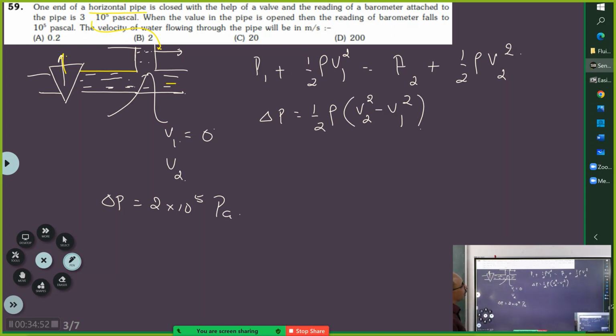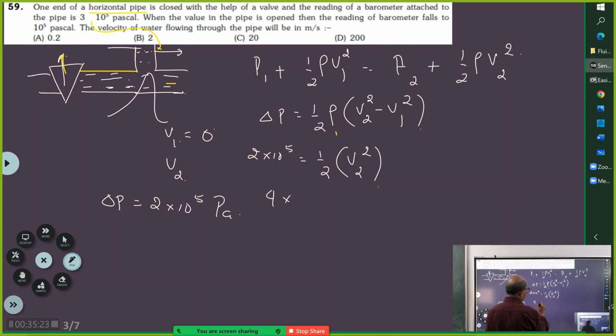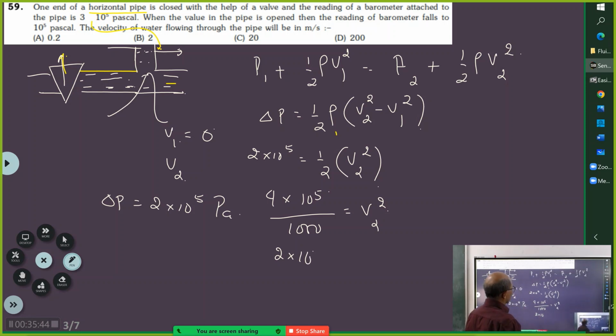And they have told it is water, so this is the unit you have to take, rho for water, and calculate it. So what is the answer? 2 into 10 to the power of 5 is equal to half into rho into V2 square minus V1 square. V2 square minus V1 square is simply V2 square because V1 is equal to 0. So this is 4 into 10 to the power of 5, and rho you should take as 1000. So 1000 will come down, and that is equal to V2 square. So therefore V2 will be 2 into 10, or 20.